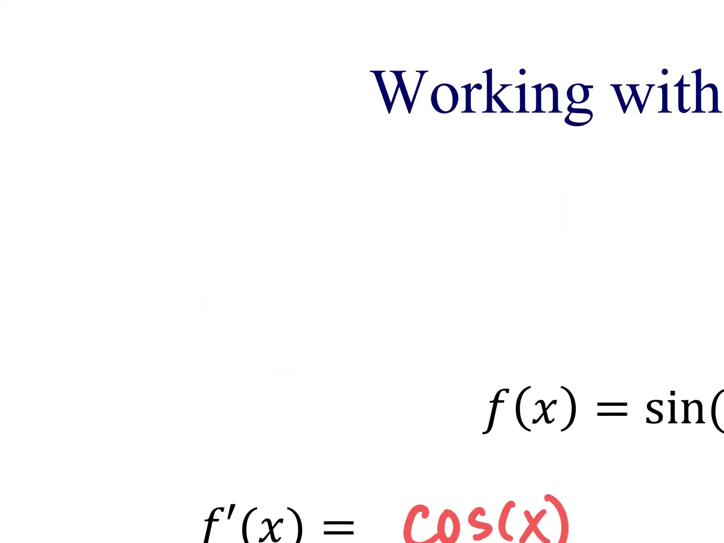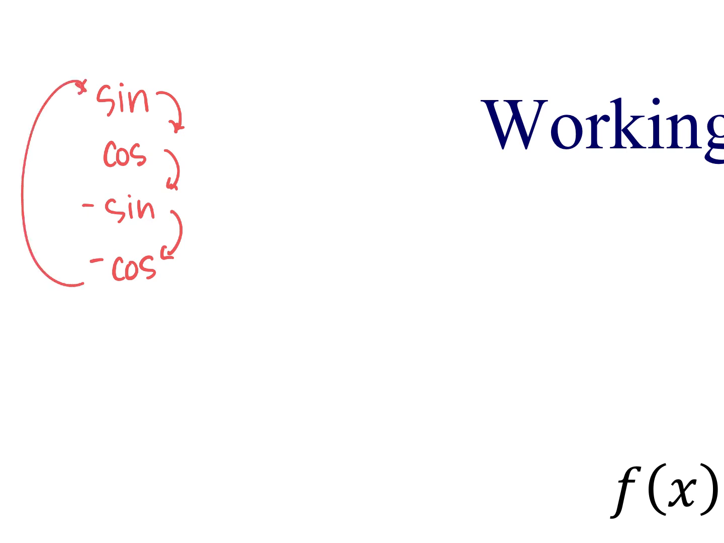I usually make kind of a list. I know that sine turns into cosine. Cosine turns into negative sine. Negative sine turns into negative cosine. And then if I get to that, then I cycle back to the beginning and I start all over again. That's the order of how the trig derivatives go.